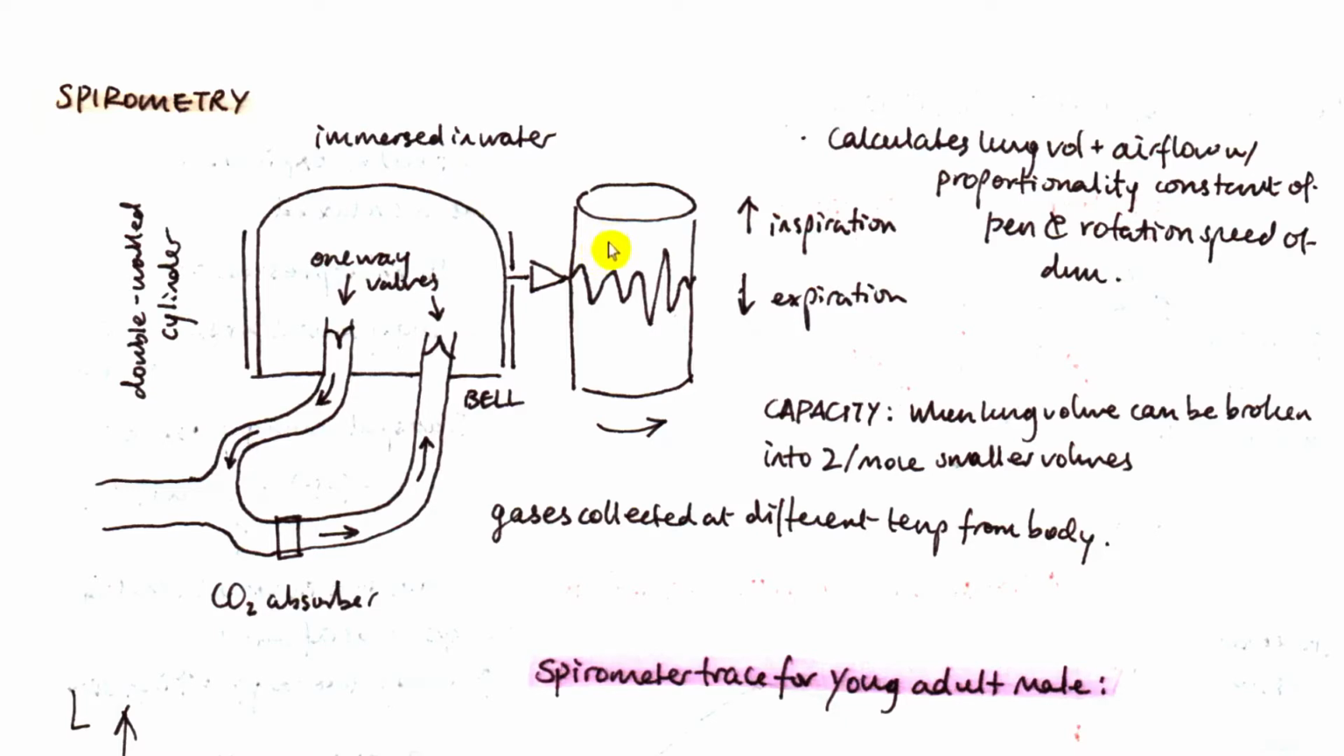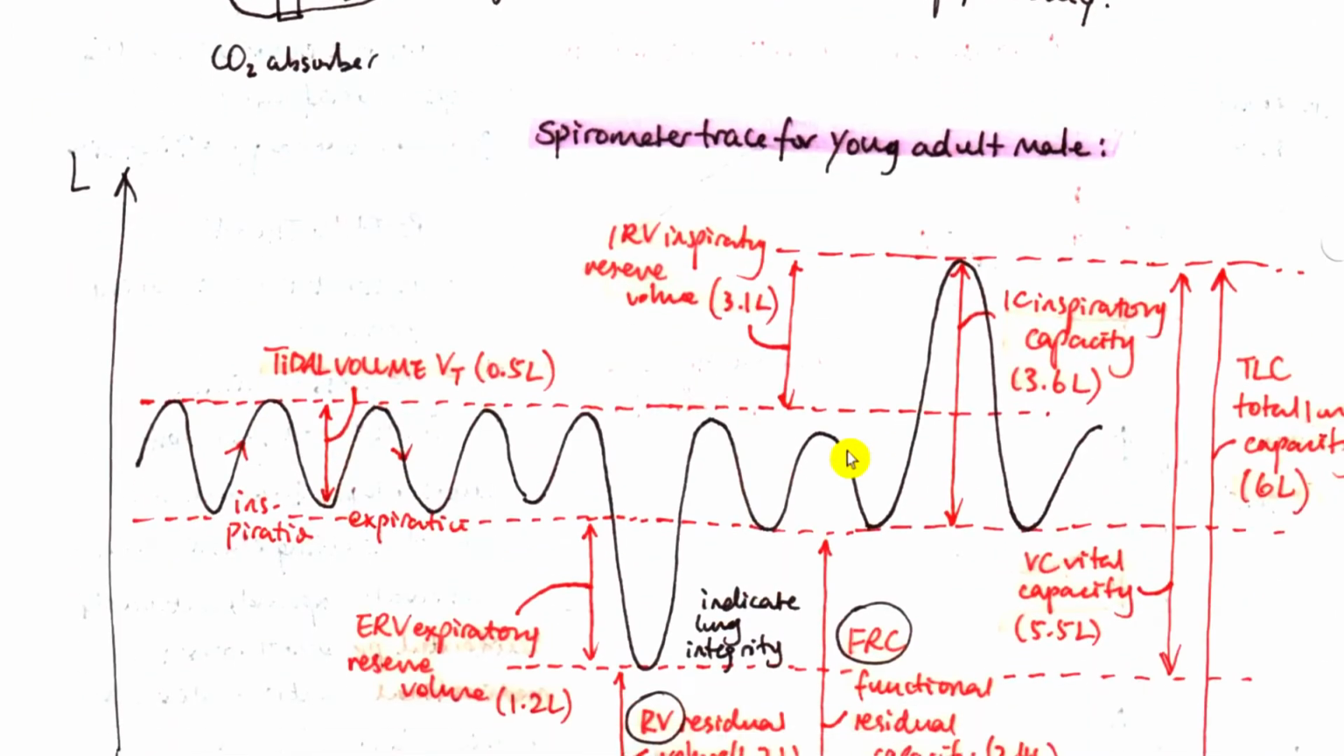So expiration is when the pen draws a line down, and when you inspire, the air is being sucked out, so this thing gets lighter, and on inspiration the pen draws an upwards mark. And this calculates the lung volume and airflow with the proportionality constant of the pen and the rotation speed of the drum. Now let's have a look at a spirometer trace.